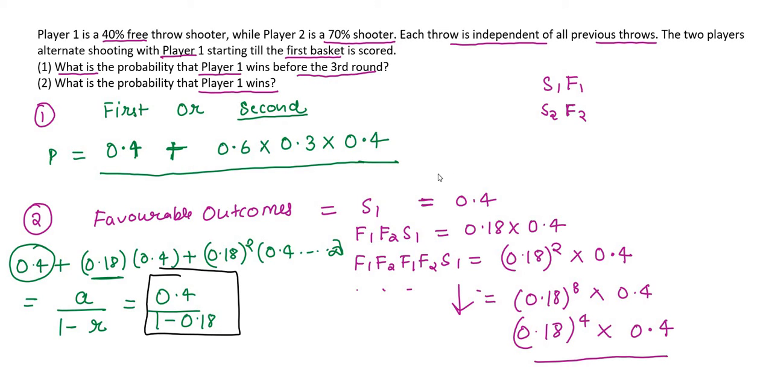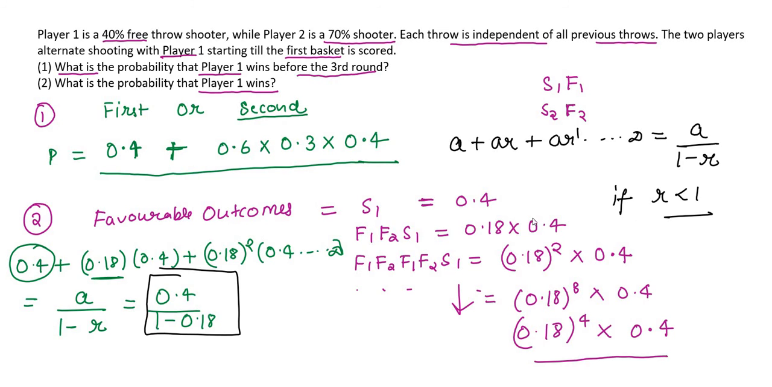Alright. Remember this geometric progression, that A plus AR plus AR squared and so on to infinity is given by A over 1 minus R, if R is less than 1. Alright. So this was a very good question.